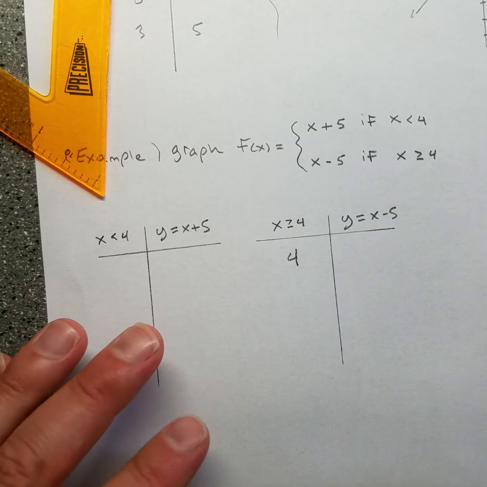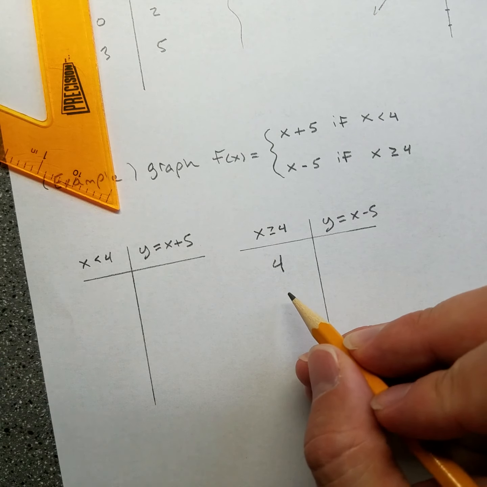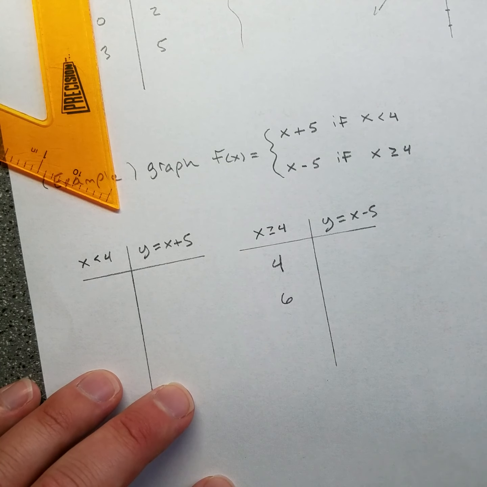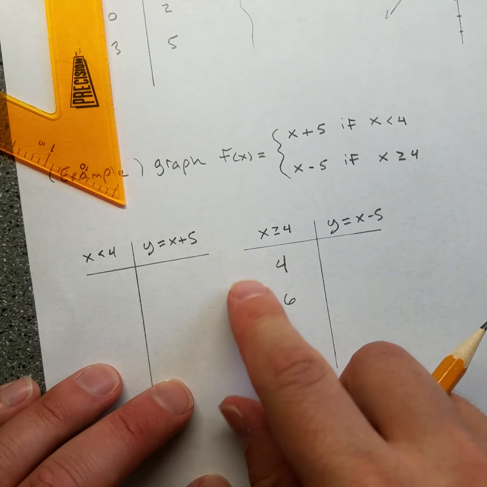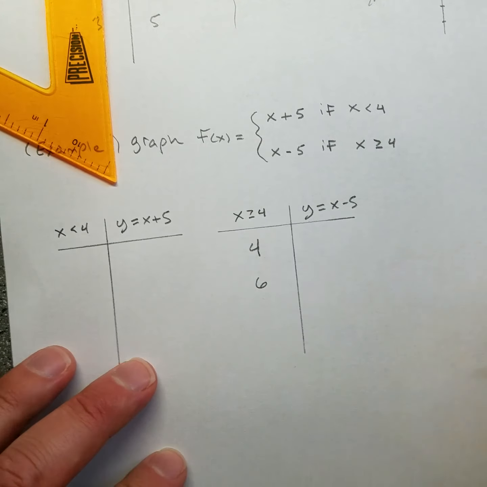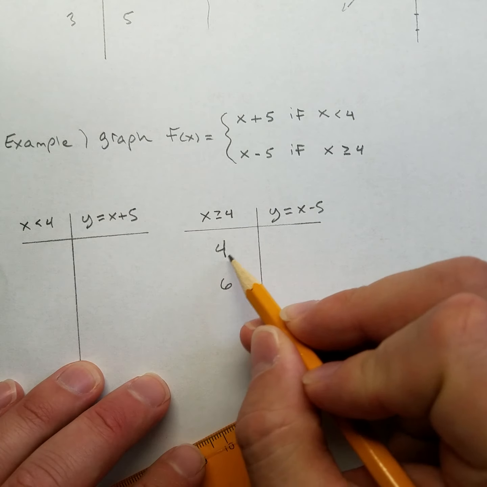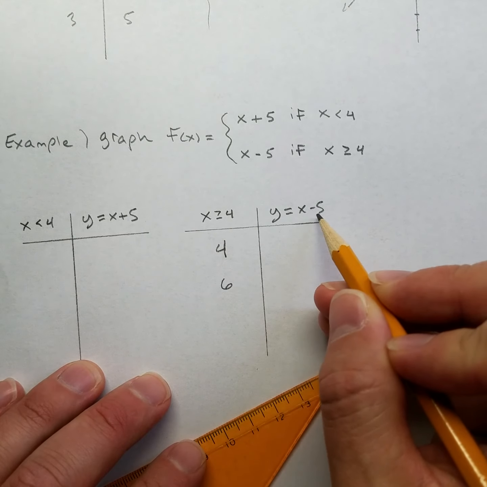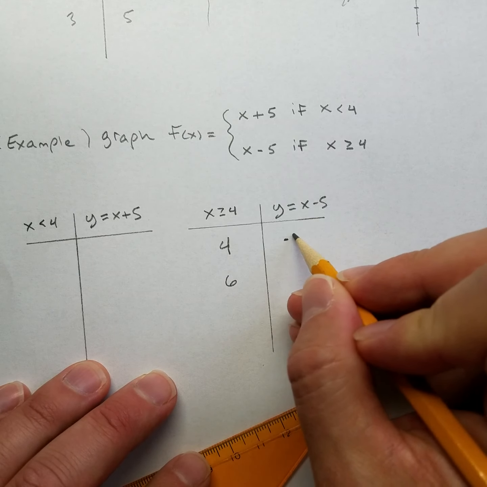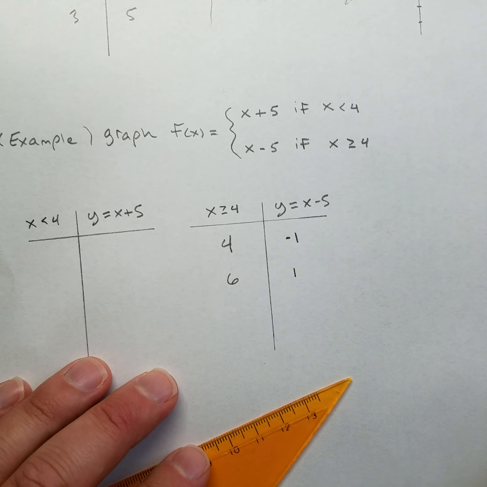And then I'll do, how about this, since I know that both these are lines, I'll say 6, okay? Is 6 greater than 4? Yeah. Could I choose 7 and 8 and 9 and 10? Yeah, we don't have all night though, so 4 and 6 is good. So what's 4 give you if you put it in there? 4 minus 5 is negative 1. What's 6 give you in there? Gives you 1. All right.